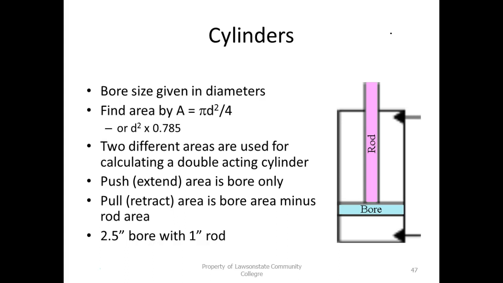So this has a little more mass. What would I need to know? Two things. I would need to know the bore. The bore would give me my extend force, and then when I calculate my retract force, I'm going to have to subtract the area of the rod. So what would be my area for extend, and what would be my area for retract?